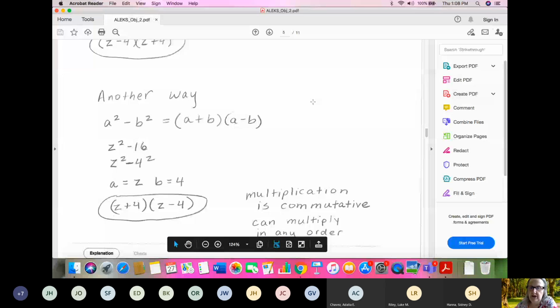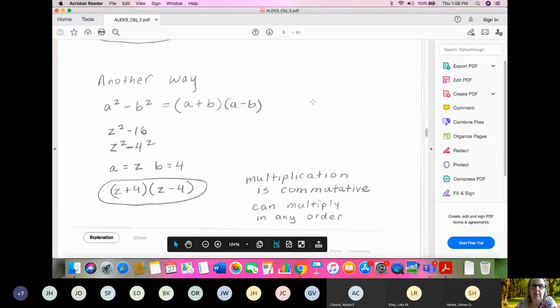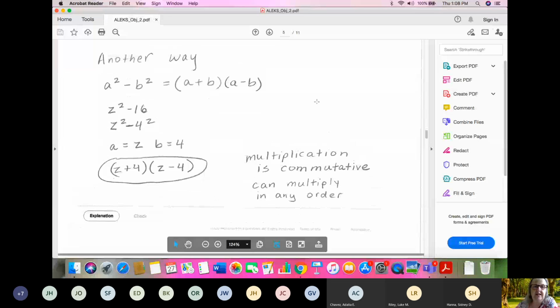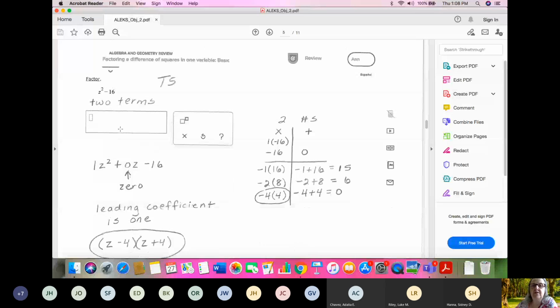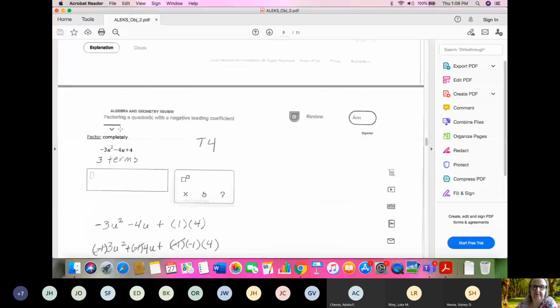Any questions on this particular problem? This is the difference of 2 squares because we have a 2, which is also called a square, on the Z, and we really have a difference, and we can write 16 as 4 squared. So it's called the difference of 2 squares formula.